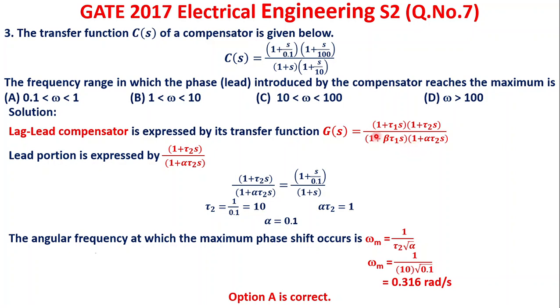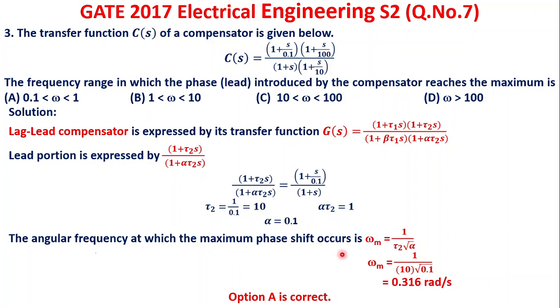So if you solve this, what we get is the lead portion is expressed by (1 + tau2 s)/(1 + alpha tau2 s), so (1 + s/0.1)/(1 + s). So tau2 is 1/0.1, because this is 1 by 0.1, right? So 1 + s tau2. Then alpha tau2 is 1. So from this tau2 is 10. Substituting this tau2, we get alpha as 1/10, 0.1.